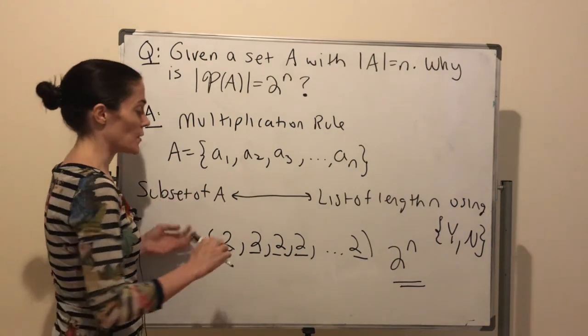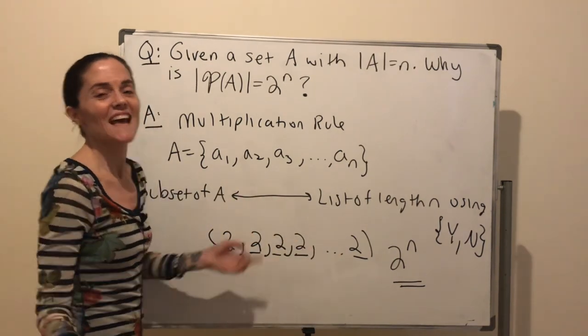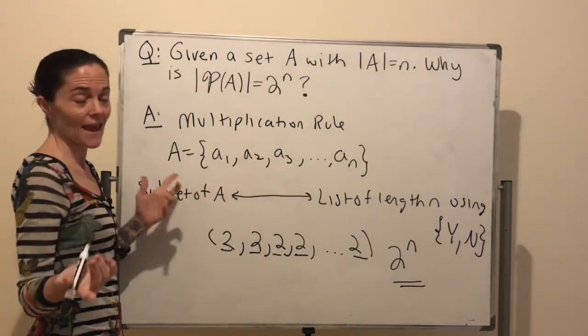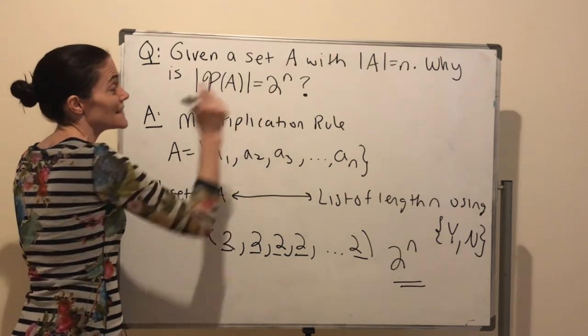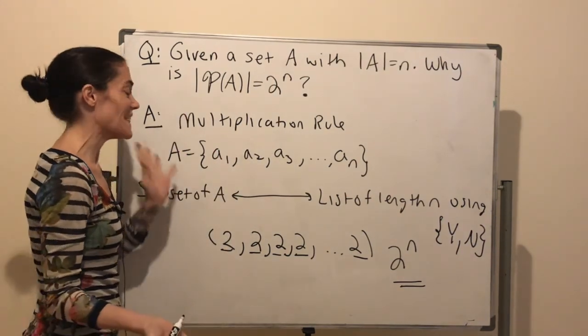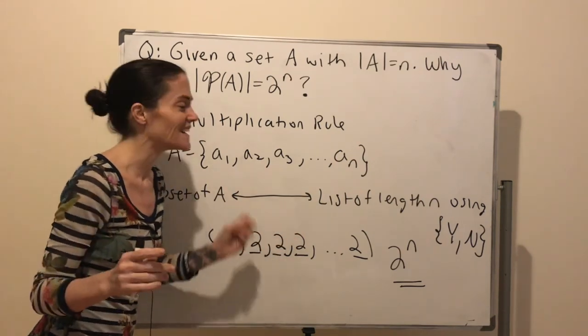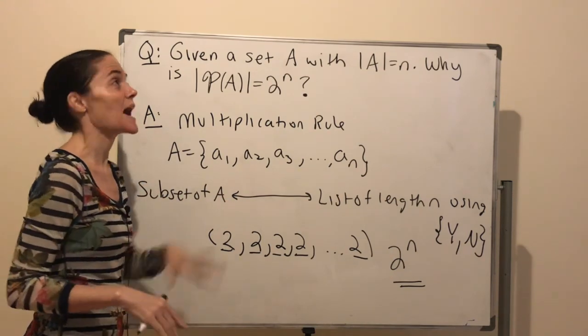For example, the list with n no's, that's the empty set. And the list with n yeses is the entire set A. And this is really where this formula comes from. We can think about this cardinality by counting this list of length n over the 2 elements Y and N, capital N for no.